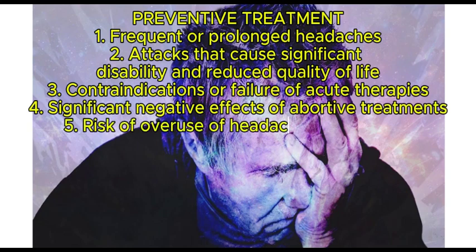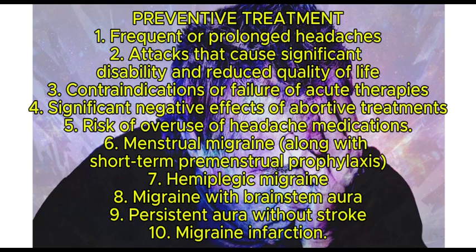There are patients who might be candidates for preventive treatment. For example, people with frequent or prolonged headaches, attacks that cause significant disability and reduced quality of life, contraindication or failure of acute therapies, significant negative effects of abortive treatments, risk of overuse of headache medications, menstrual migraine along with short-term premenstrual prophylaxis, hemiplegic migraine, migraine with brainstem aura, persistent aura without stroke, migraine infarction.